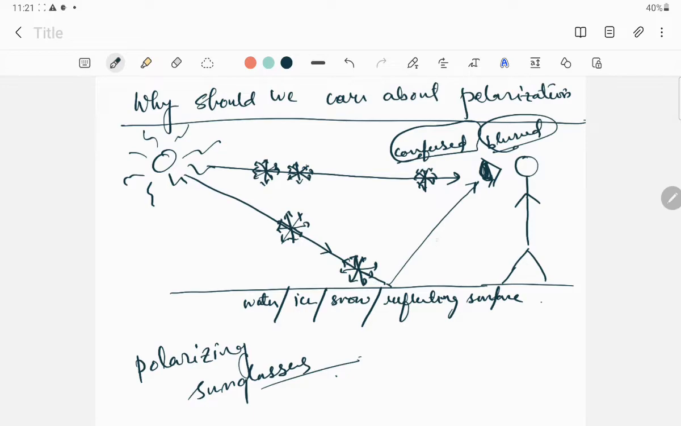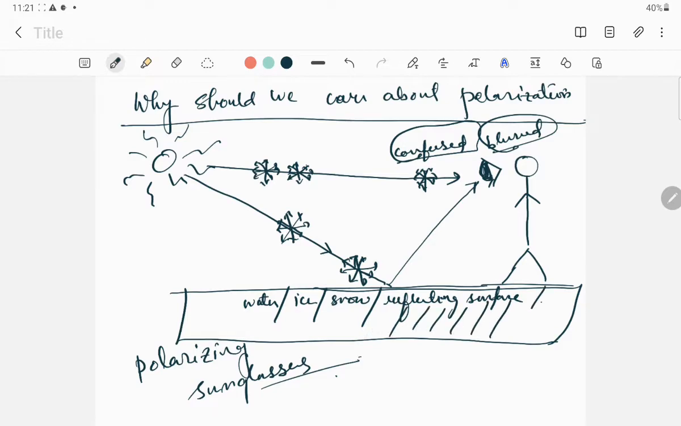Now when the light gets reflected from this surface, which may be a water surface, ice surface or snow, anything like that, then interestingly, depending upon the orientation of the surface on which the light is getting reflected, some of the components will get absorbed. Here we have horizontal, vertical and inclined. So maybe one component will get absorbed depending upon the orientation of the surface from which it is reflected. Maybe two components will be reflected. So finally, you will get something like this.